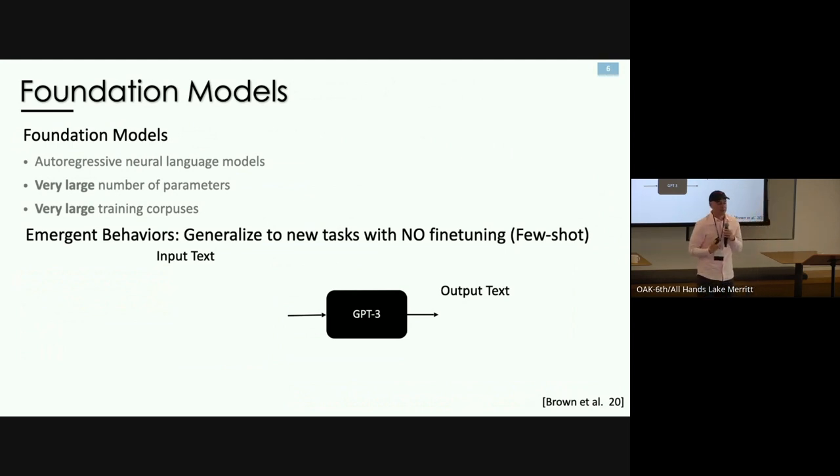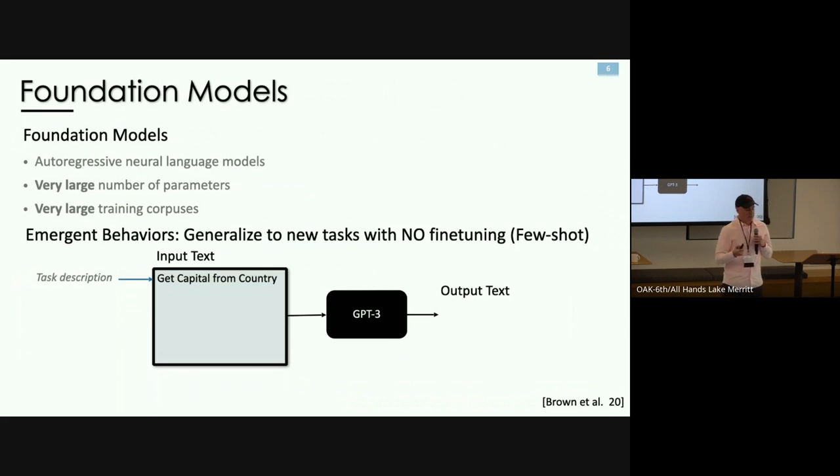So foundation models are basically these autoregressive neural language models, huge numbers of parameters, very large training corpora. But we are just in our infancy of understanding them. One thing that they had, which blew me away, especially in the GPT-3 timeframe that everyone's aware of now, are these emergent behaviors.